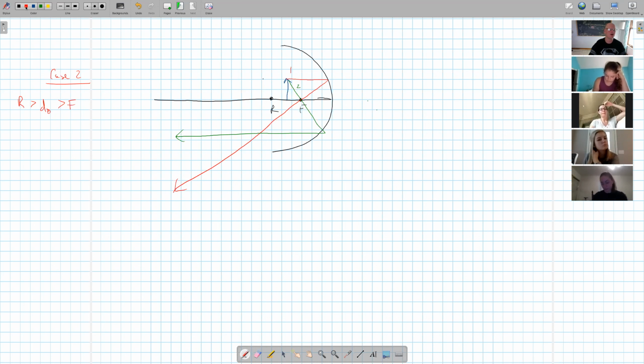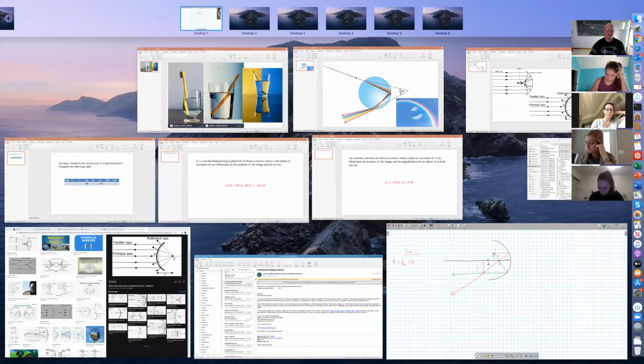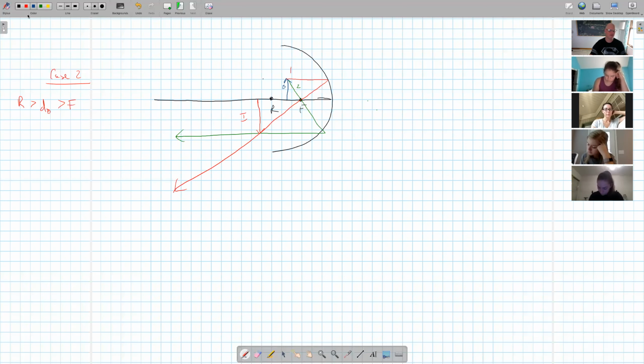So in this case, again, the location where these guys actually line up with each other or intersect is going to be the location of my image. So this is then my image. This is my object. Okay. So here what we can see is first observation. Again, this is a real image. Again, it's a real image because all the light rays are actually passing through this particular point. So if I put a piece of paper there, all the light would be concentrated there.